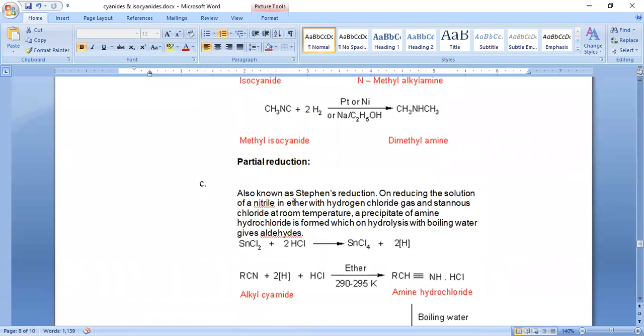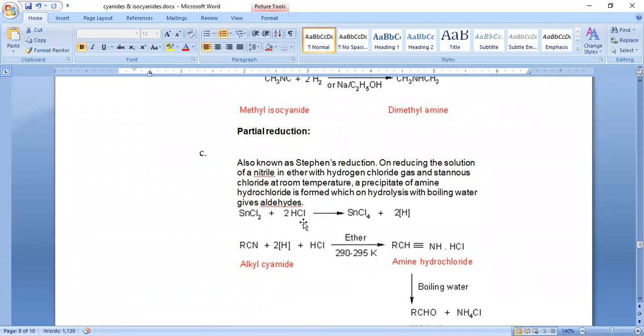Next, partial reduction. What is complete reduction and what is partial reduction? In the above case, the reduction is complete reduction. Why? Because the triple bond is converted into a single bond. But in partial reduction, the triple bond is converted into a double bond, and then the double bond is converted into a single bond. So this is complete reduction. This is partial reduction. In partial reduction, we get imines.